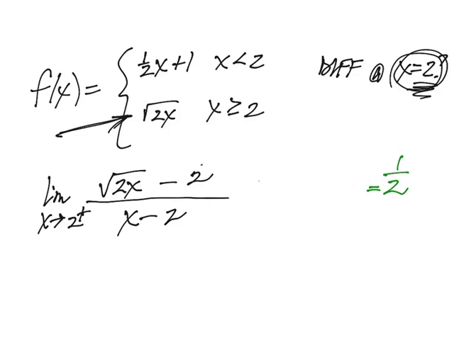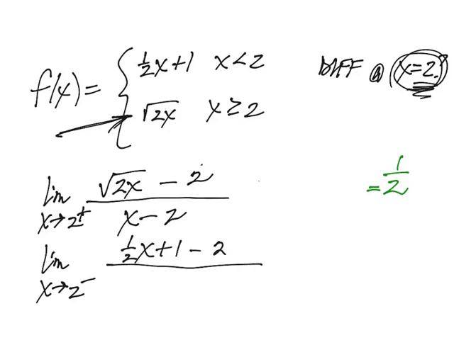So I'm just going to erase all the work, keep the answer there. What I want to do now is take the limit as x approaches 2 from the left. My f of x now will be the top curve, 1/2 x plus 1, minus my f of 2, which is 2, all over x minus my c value, which is 2. This gives me 1/2 x minus 1, all over x minus 2.